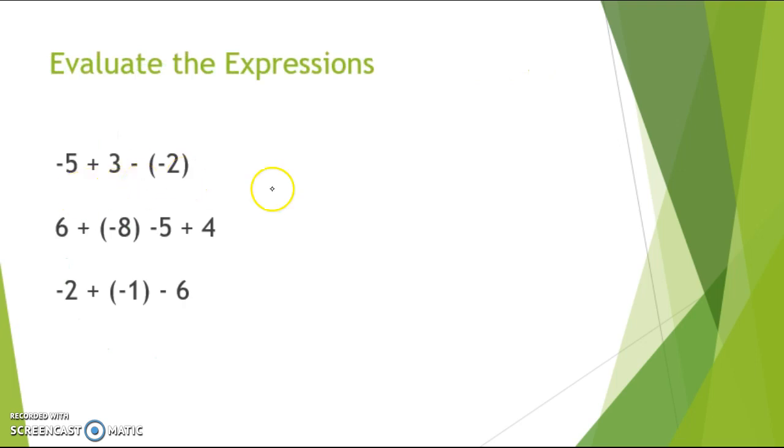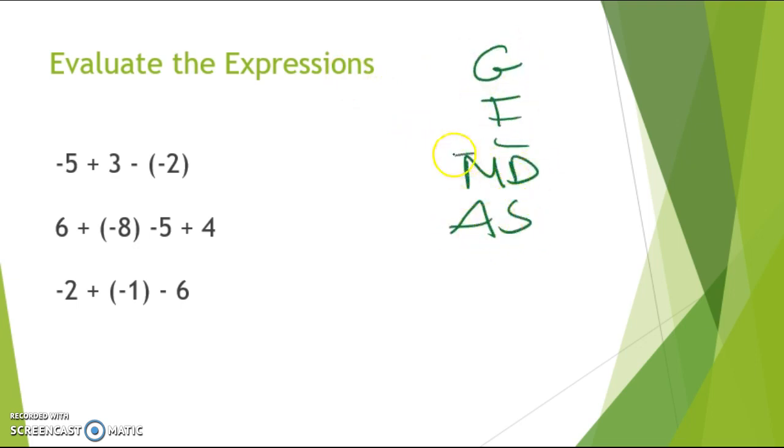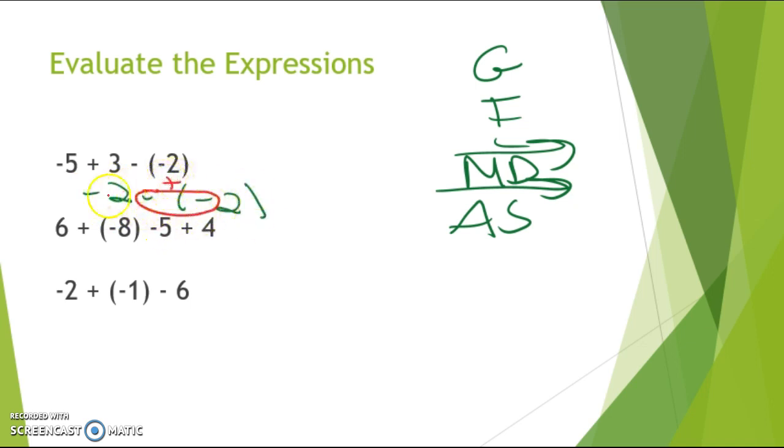Now, evaluating the expressions. We have to make sure whenever we evaluate anything that we always follow our order of operations. So here we have subtraction and addition, so they're on the same level, so we just go left to right. Negative 5 plus 3 is negative 2. Negative 2 minus negative 2. Remember, we can just circle that and make that a plus. So you have negative 2 plus 2, which is going to be 0.